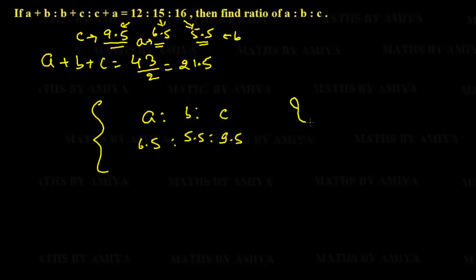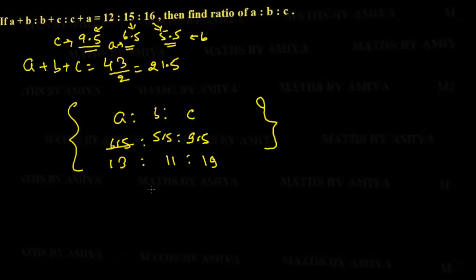This is our ratio, but we know the ratio should come in its simplest form. So remove the point. Then divide by 5, that is 13 is to 11 is to 19. And this is our answer. I hope this one is clear. Now solve question number 2, the second last question of this concept video.